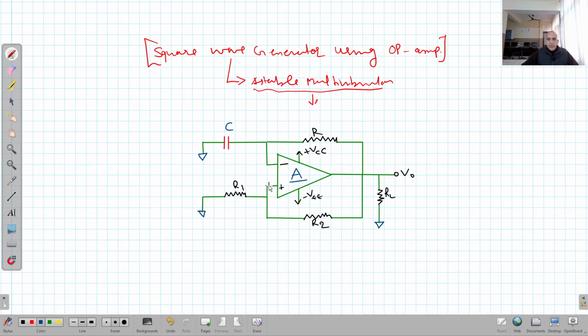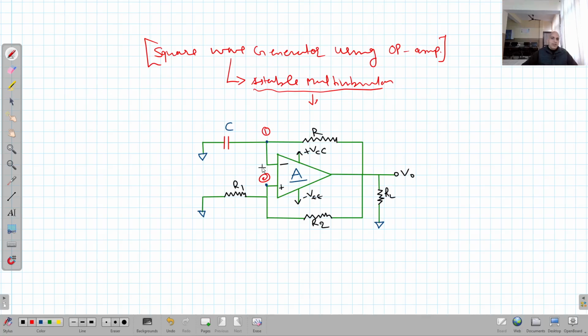Now, you can see here, this is basically a modification of a comparator circuit, or even I can say it is the modification of a Schmitt trigger. Here, we are using a capacitor instead of the input signal. This is the only difference. So I can say this is basically a comparator circuit. Now I have two input nodes. This is one and this is two. Let this be node one, this is node two.